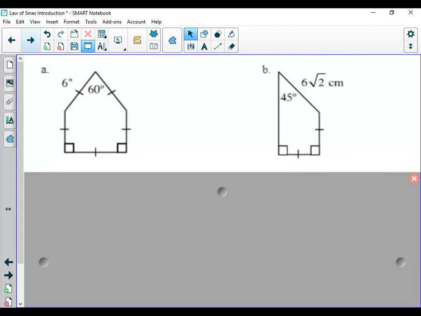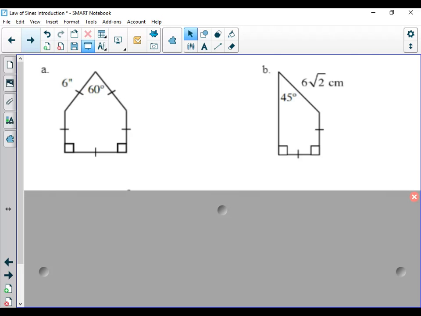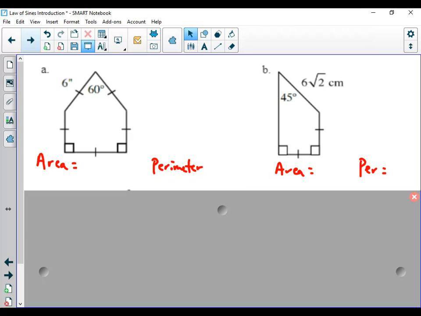you can do this on the back of that sheet if you want to. I've got two figures up here. For each of the figures, I want you to find both the area and the perimeter. And when you do that, you're going to see, in some cases at least, that these two special triangles may pop up somewhere and be helpful.